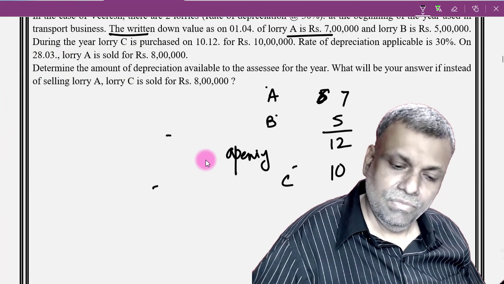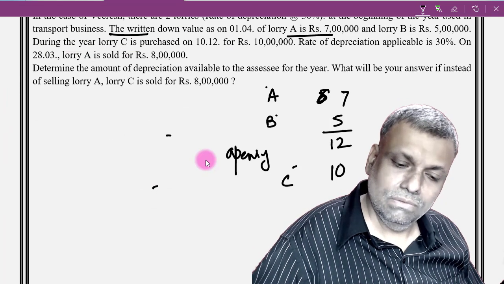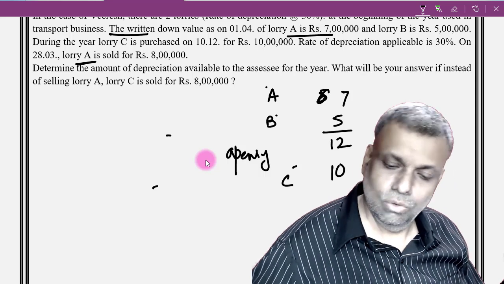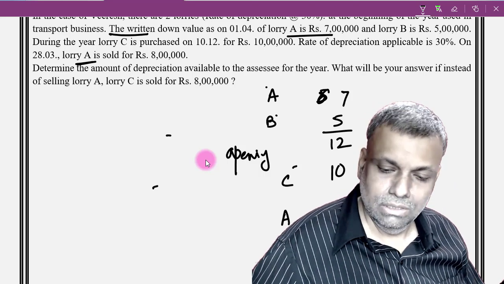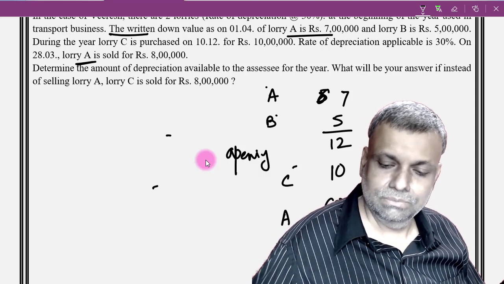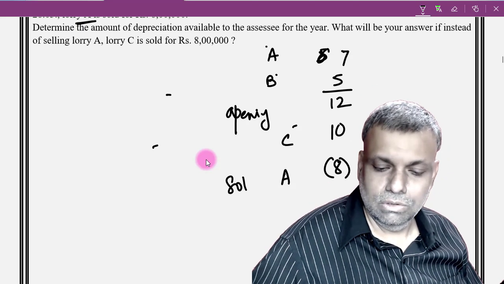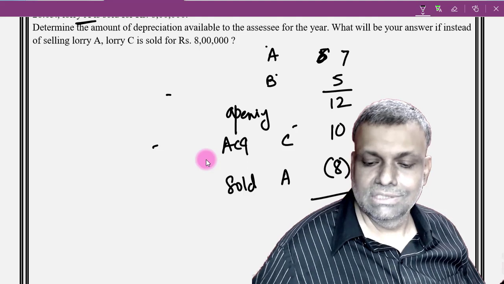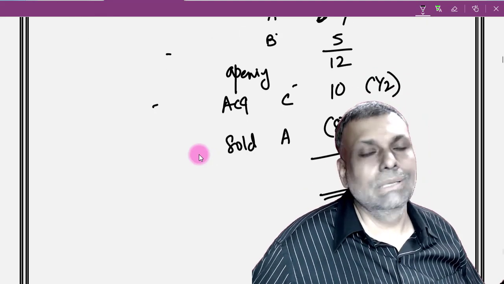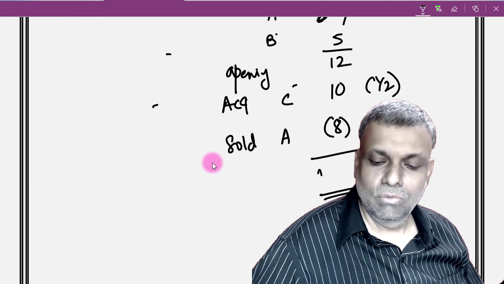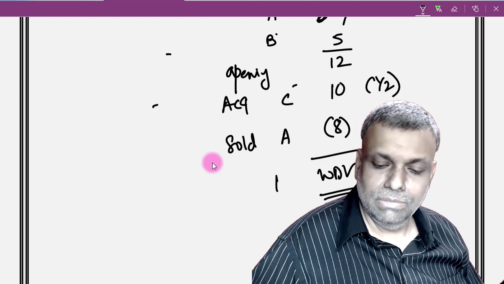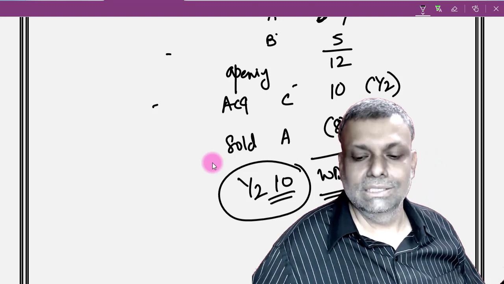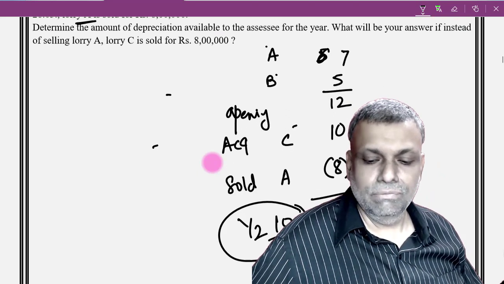Okay, now determine the amount of depreciation. What will be your answer? A has been sold. Okay, so A has been sold for 8 lakhs. C was acquired. Okay, so the first situation is a very simple situation because the same to same asset has not been sold. So whatever is the WDV, from that 10 lakhs will be eligible for half the rate. In the first situation, the balance will be eligible for full rate. Okay, in the first situation.